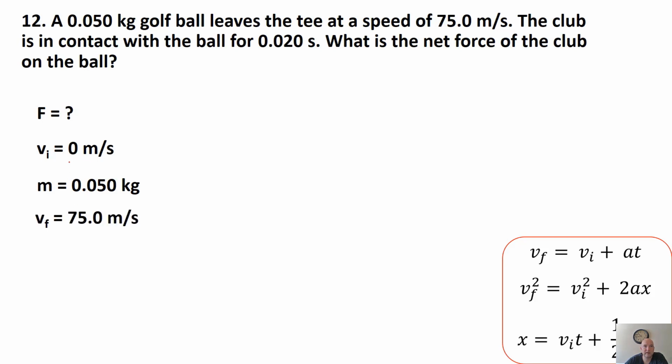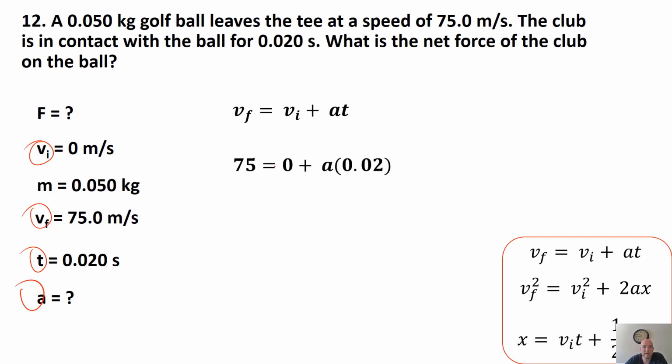So they give us all this information. We've got our mass. We've got our initial velocity because it's not moving at the beginning. It's going to get to 75 meters per second, and the time it takes is 0.02 seconds. We're going to solve for acceleration because we want to find force at the end, so we need m and a in order to solve for it. So we look at our givens. We have VI, VF, T, and A, and that's going to lead you to the equation with VF, VI, A, and T. That equation will work.